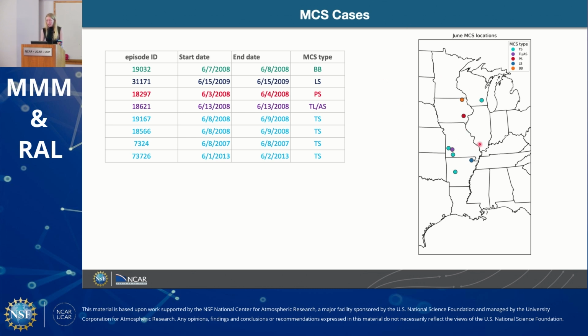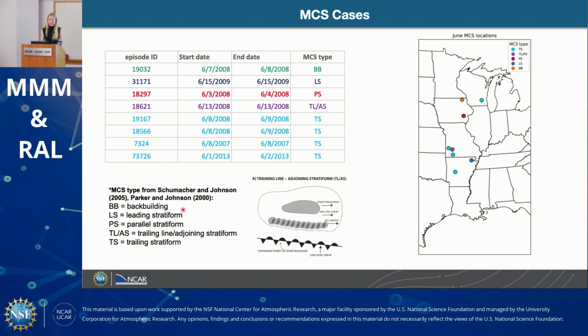You can see they're all in June to basically keep the large-scale forcing at rates somewhat similar. And I looked at different MCS types. These MCS types are from prior research that's looking at basically the configuration of convective and stratiform regions. So you can see all of these different MCS types are listed here. There's even some that are nonlinear that I haven't listed.